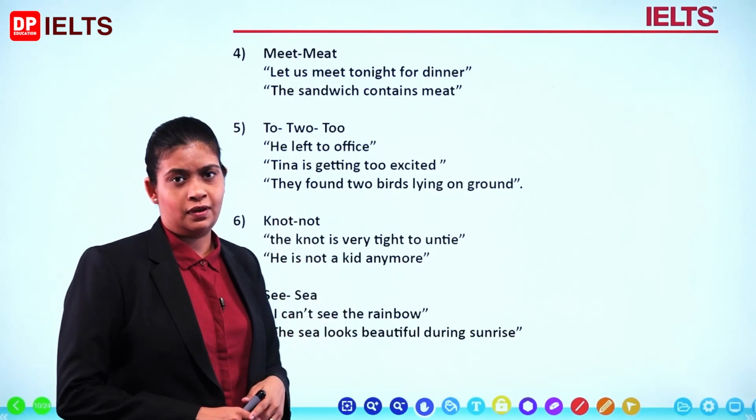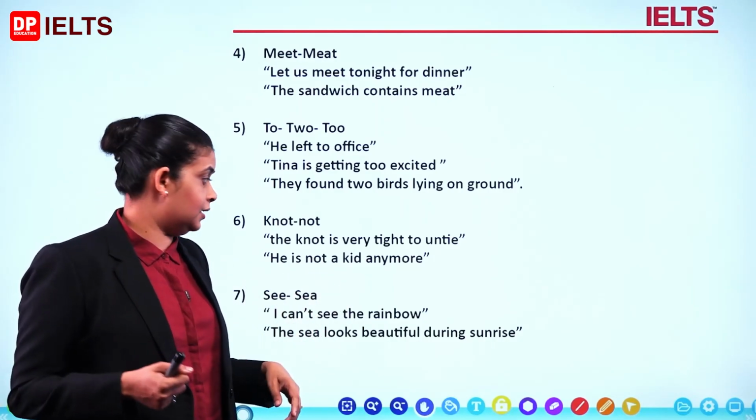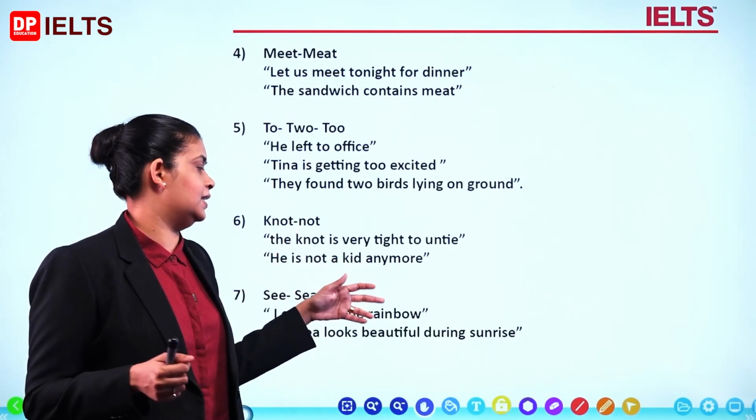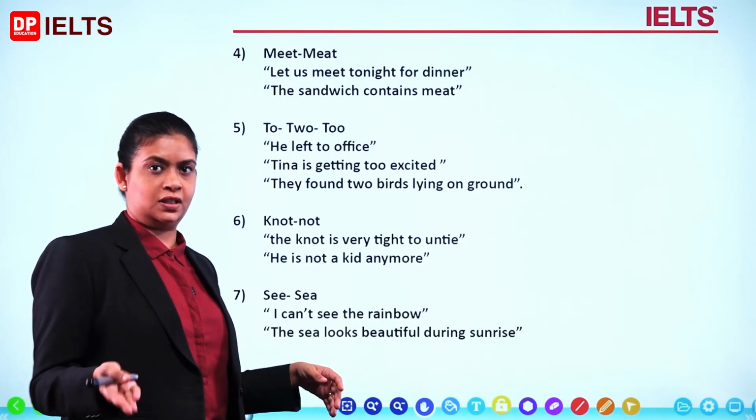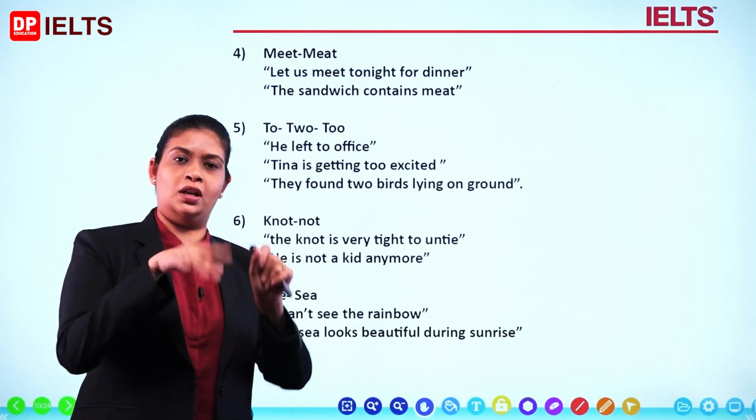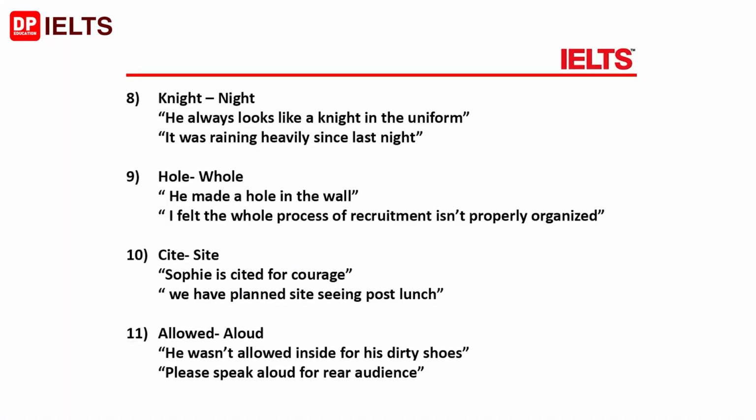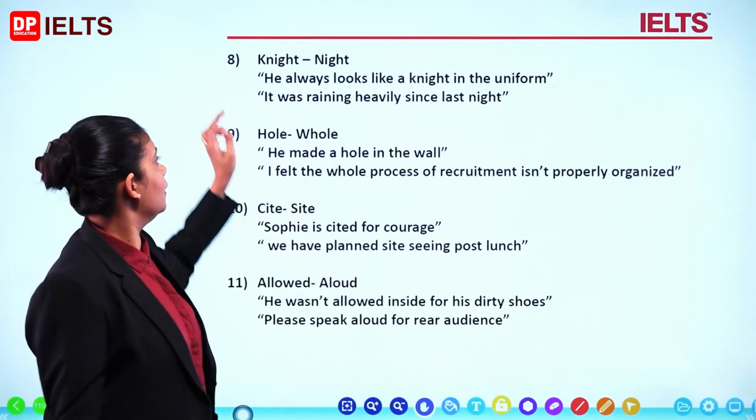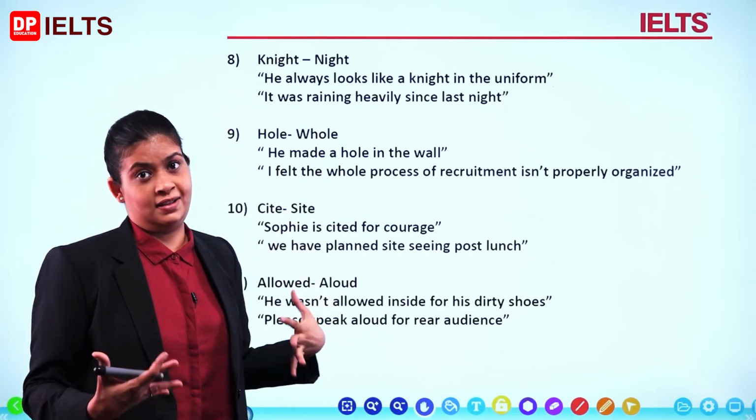Not, knot, okay? The knot is very tight. Knot is a tie. He is not a kid anymore. So, the opposite, okay? Not a kid. And the other one is the water, the sea. Okay, night. So this night is in the night time. This knight is a knight who fights.